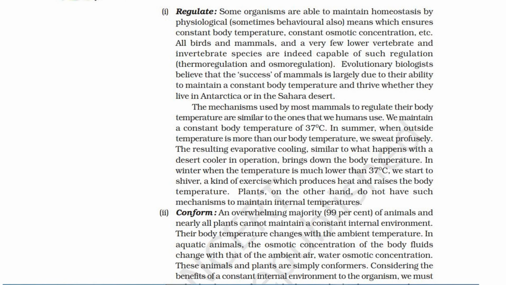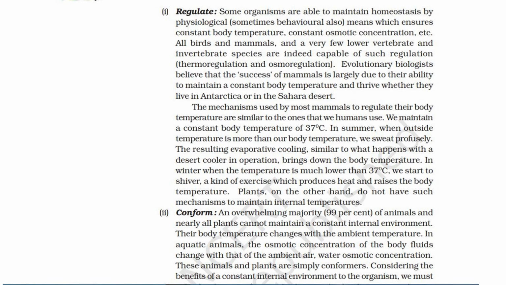Evolutionary biologists believe that the success of mammals is largely due to their ability to maintain a constant body temperature and thrive whether they live in Antarctica or in the Sahara Desert. The mechanisms used by most mammals to regulate their body temperature are similar to the ones that we humans use. We maintain a constant body temperature of 37 degrees Celsius.